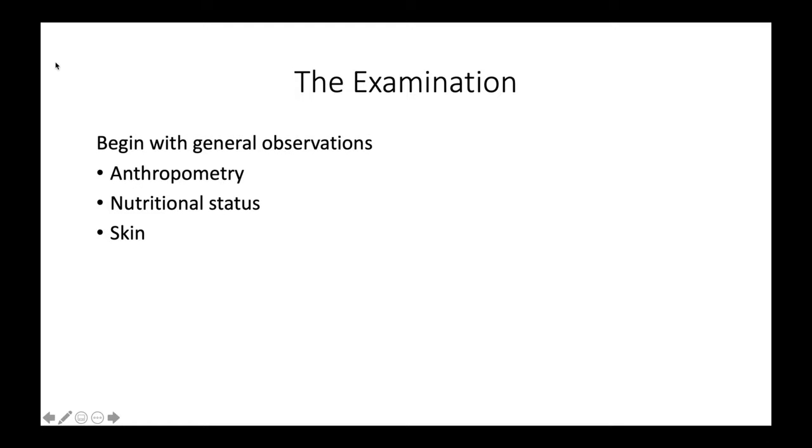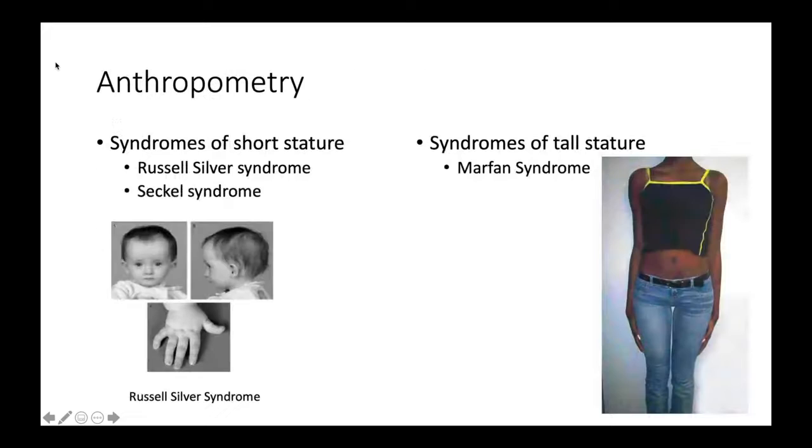The examination begins with general observations, looking at anthropometric features, the nutritional status, and examination of the skin. For each of these examples, hopefully I'll be able to show you a picture or slide to highlight the relevance. When we look at anthropometry, it's important to look at height, because there are syndromes of short stature and there are syndromes of tall stature. On the left are some pictures of a child with a short stature syndrome, which you should really read about. This is Russell-Silver syndrome.